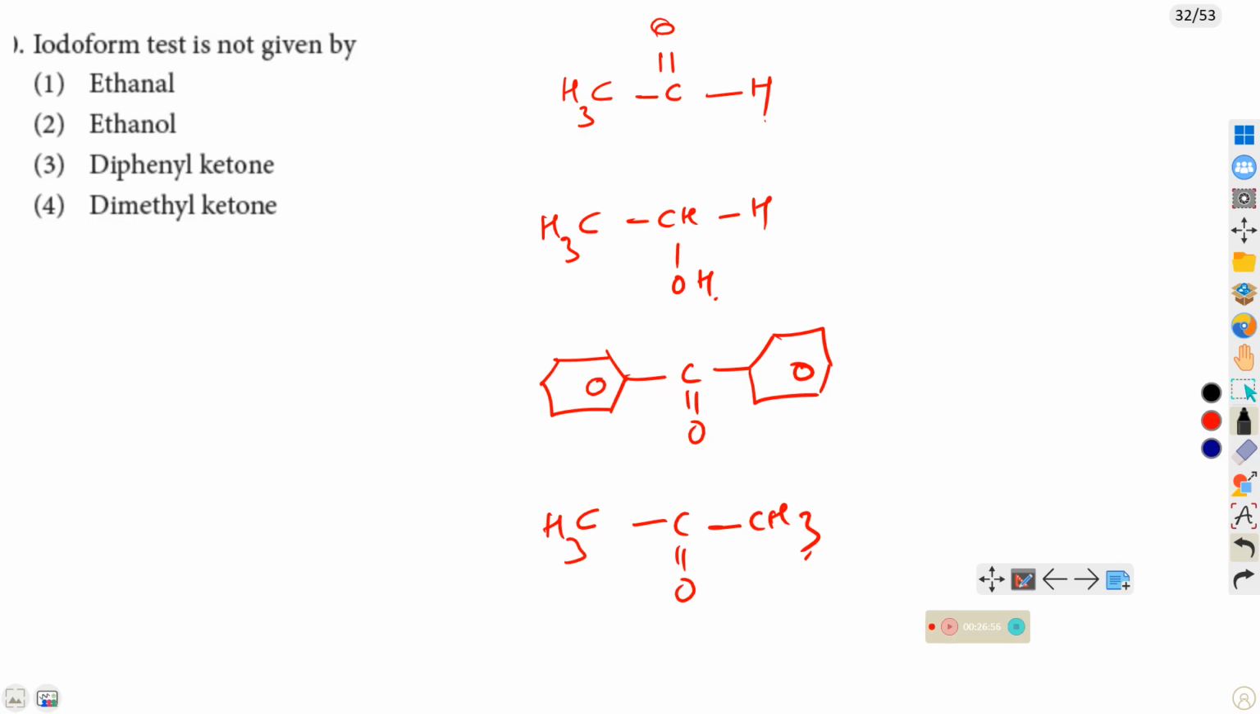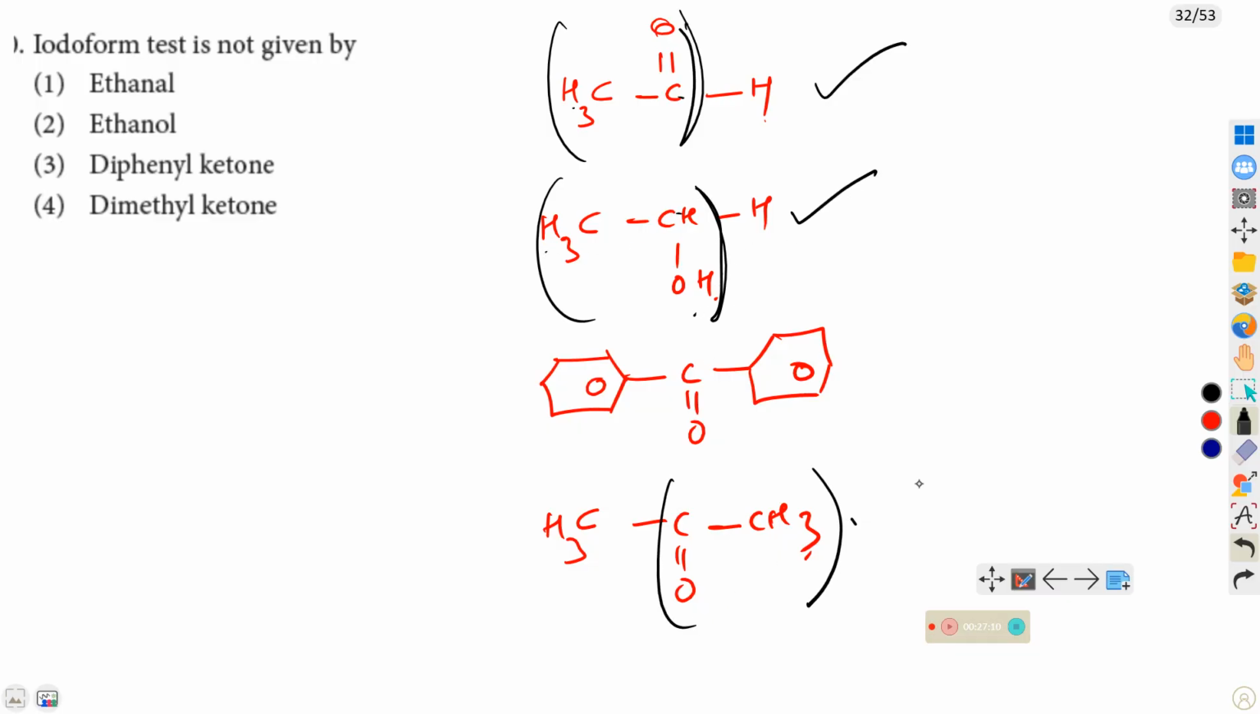Iodoform test is not given by ethanol. Yes, possible because the CH3C=O group is present. Possible. Alcohol with general formula CH3CHOH. Possible. CH3C=O group is present. Possible. Which does not give diphenyl ketones does not give iodoform test.